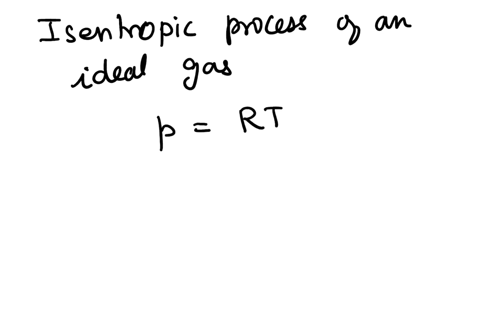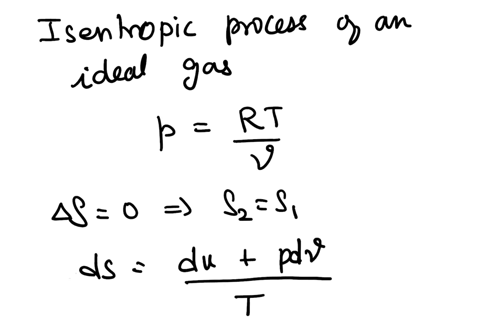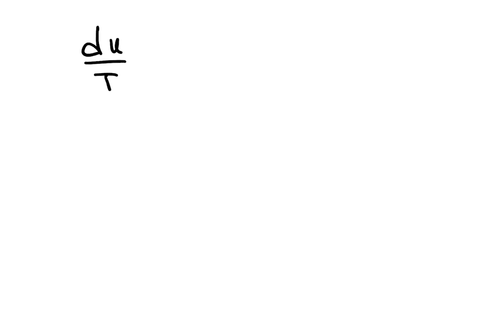The next relation we want to derive is the process equation for the isentropic process of an ideal gas. That is, ideal gas implies you can write P equals RT over nu. Isentropic implies delta S is 0, or S2 equals S1. So ds can be written as du plus P dV divided by temperature. We do know that ds is 0 because it's an isentropic process. So I have du over T equals minus P dV.